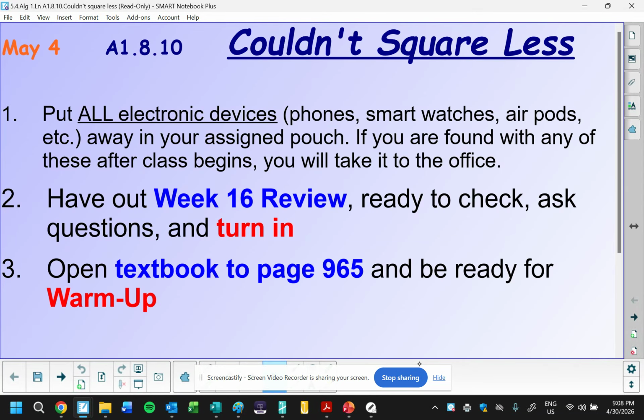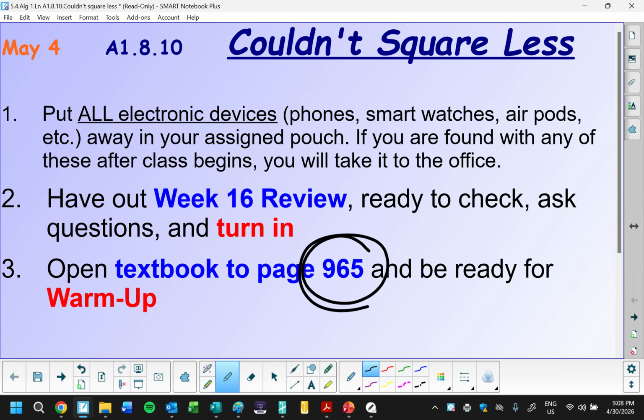And hello everybody, Mr. Callen here to help you with lesson 8.10 called Couldn't Square Less. You're going to need your textbooks open, page 965.